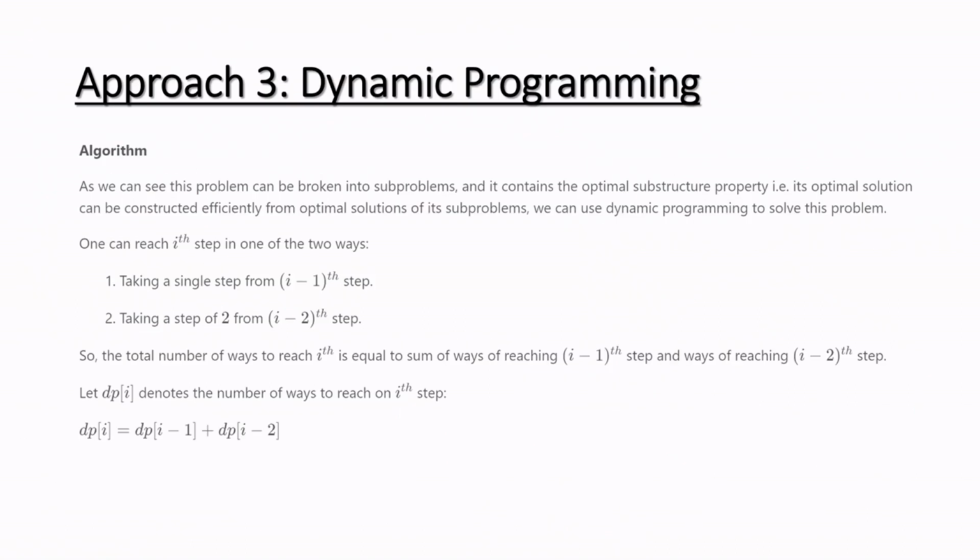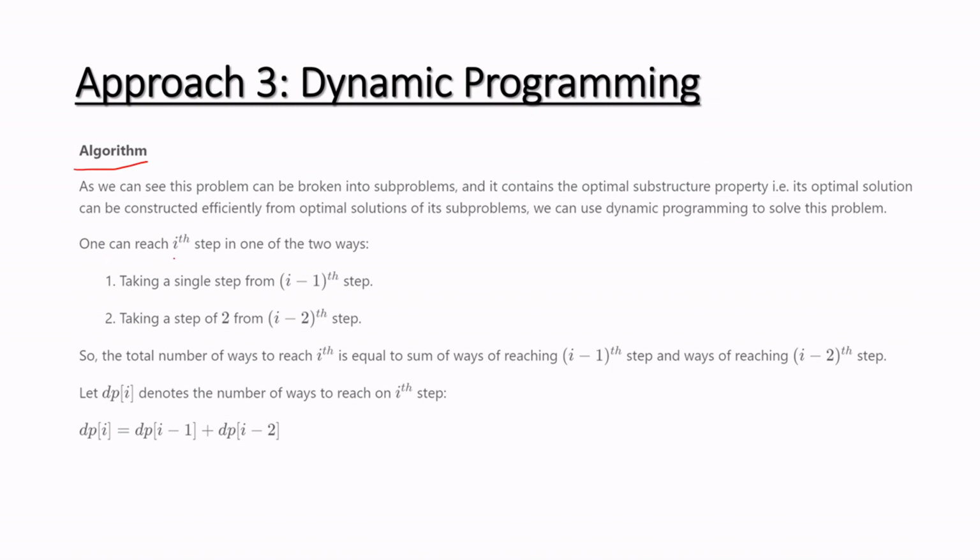Now we have another approach, that is dynamic programming. In this algorithm, as we can see, this problem can be broken into subproblems, and it contains the optimal substructure property. Its optimal solution can be constructed efficiently from the optimal solutions of its subproblems, so we can use dynamic programming to solve this problem.